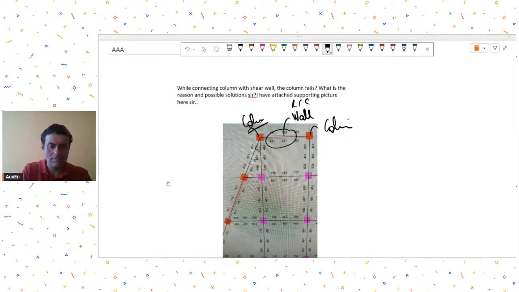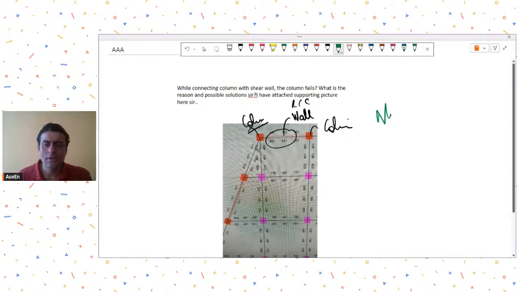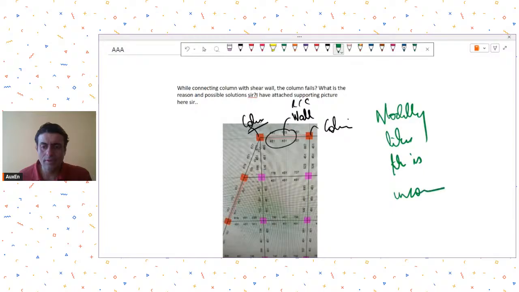First of all, this is an incorrect way of modeling, in my opinion, because the columns have been unnecessarily modeled at the ends of the shear wall. This sort of modeling is not required. Modeling like this is incorrect, in my opinion. If you have provided these walls, what are these columns doing, basically?